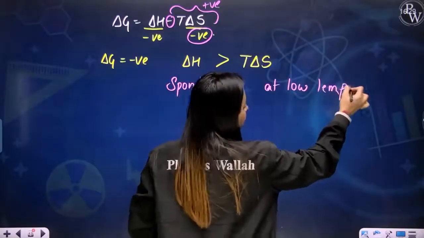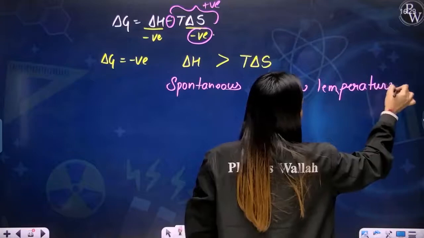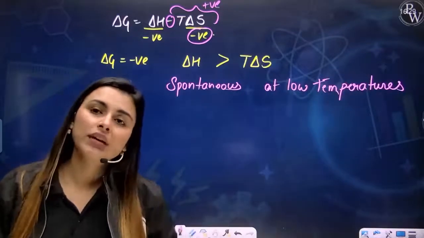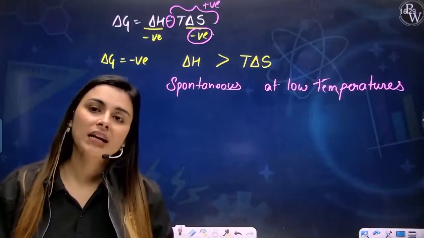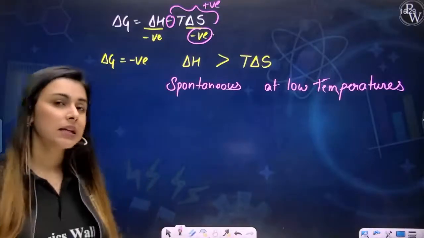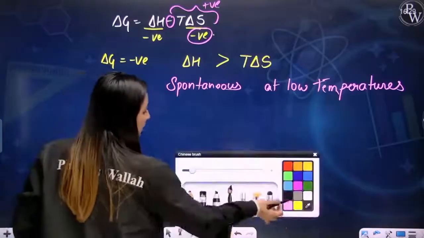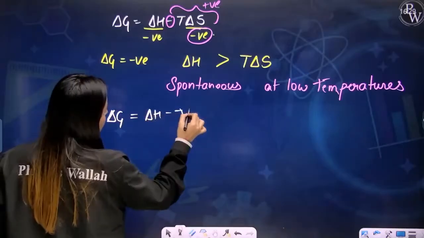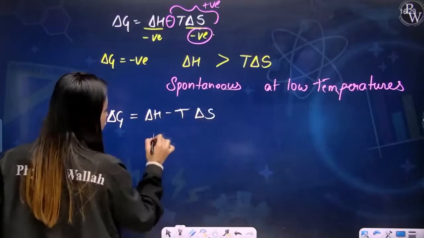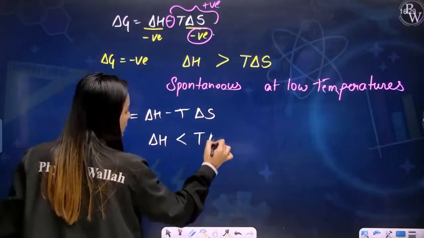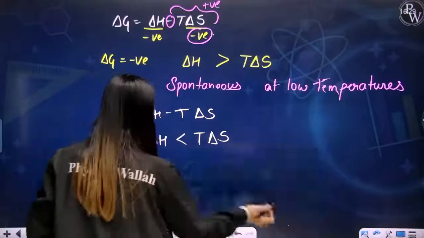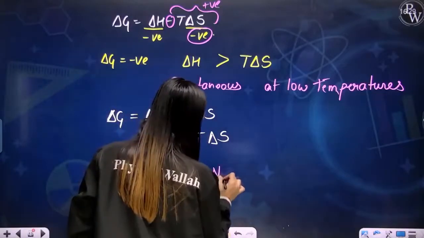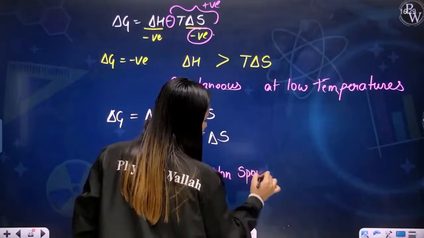At low temperatures. So can I say that adsorption is spontaneous only at low temperatures and not at high temperature? Right? Yes. Delta G is equal to delta H minus T delta S. Just in case, my dear students, your delta H comes out to be less than T delta S, your delta G will come out to be positive and it will be non-spontaneous.